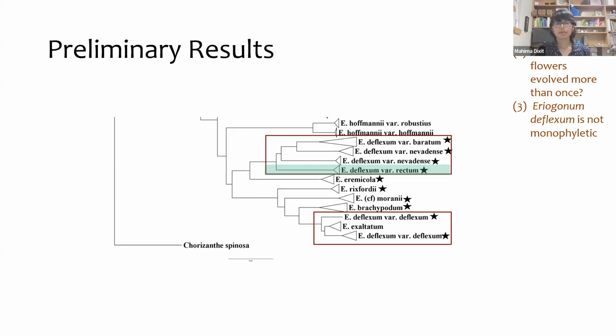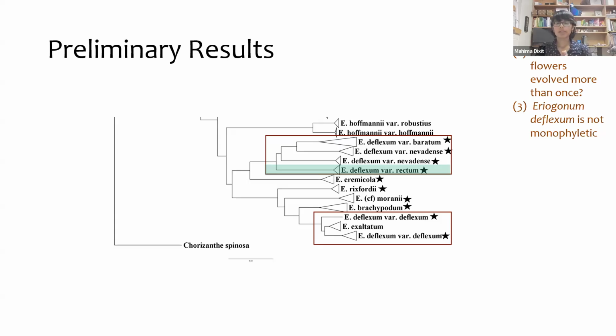I also wanted to highlight that we have Eriogonum deflexum variety rectum up here. And if you may notice, it is not one of the currently recognized varieties that I mentioned earlier. In fact, variety rectum is considered a synonym, or considered the same thing, as variety deflexum. And for the purpose of my study, I tried to sample all the synonyms from this group to make sure that they all are one group.